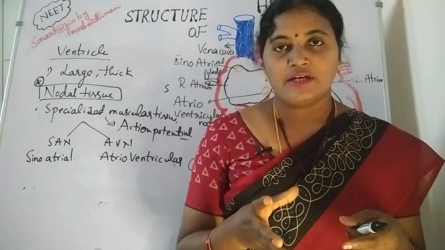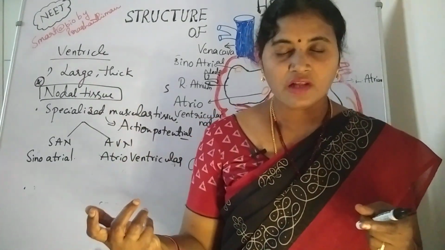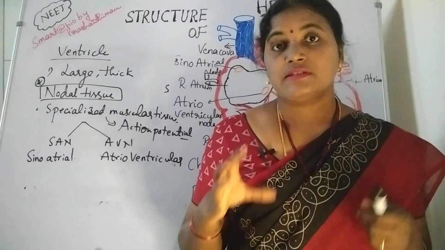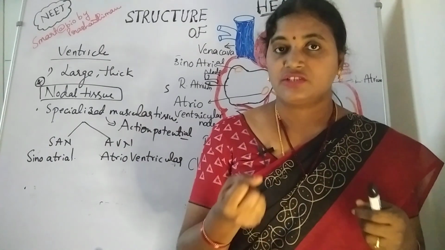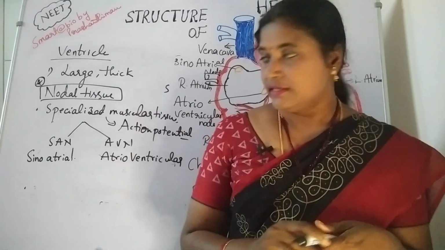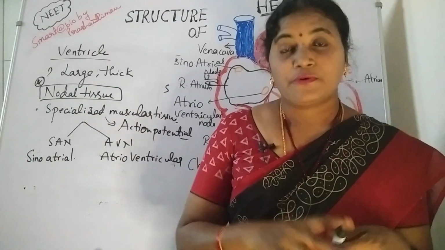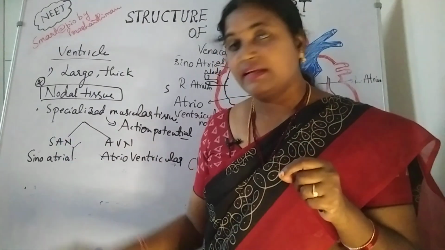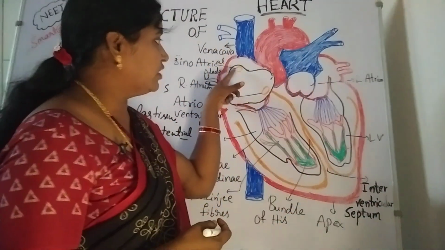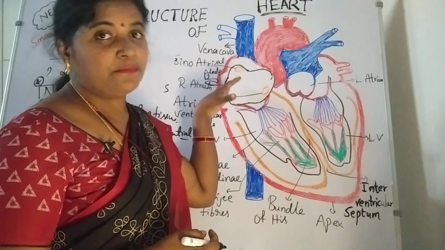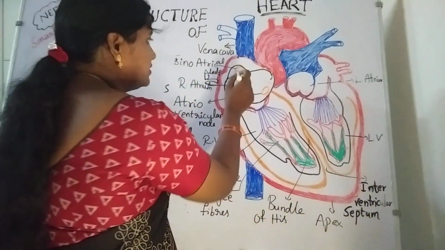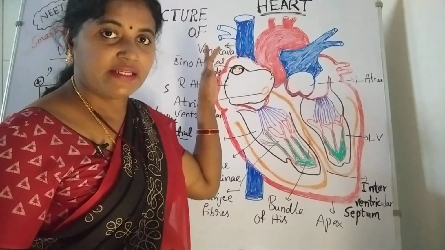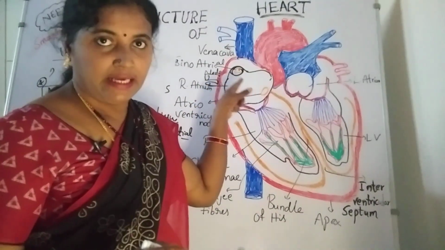How the motor is important to pull the water from the ground, in the same way this electrical impulse is very important for the contraction and the relaxation of the heart. That's why this nodal tissue is producing that action potential. First, the sinoatrial node is producing. The sinoatrial node is present at the posterior part of the right atrium. See here, this is the posterior part of the right atrium, the sinoatrial node, and it is producing the action potential.